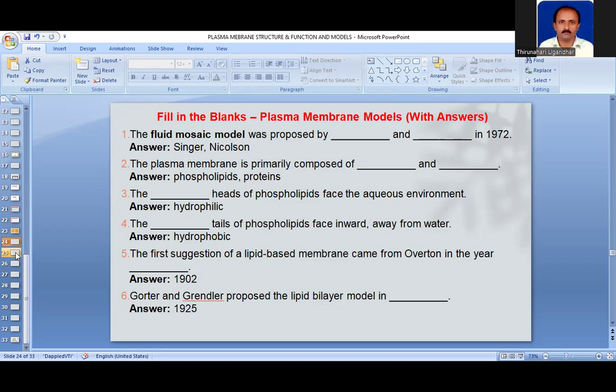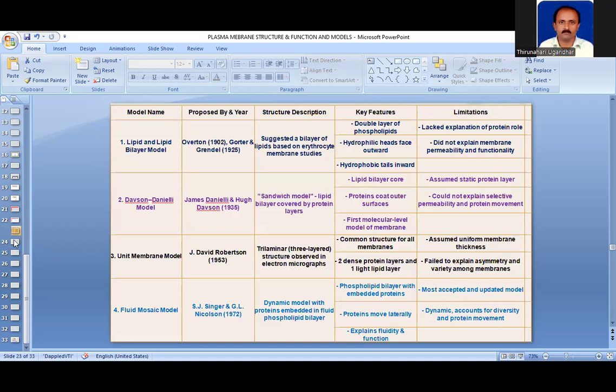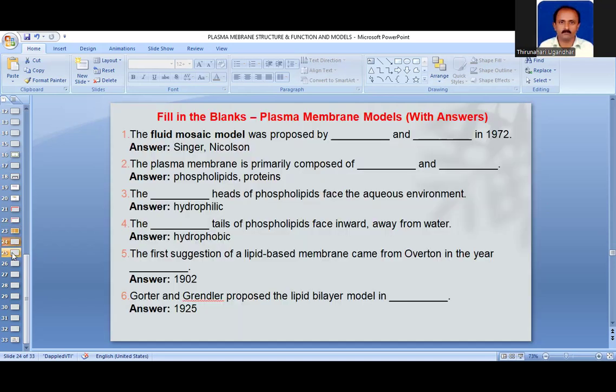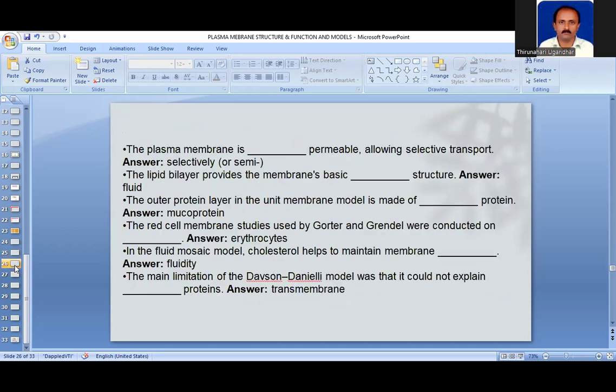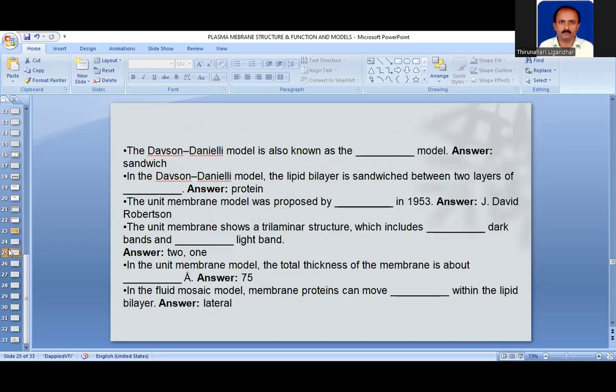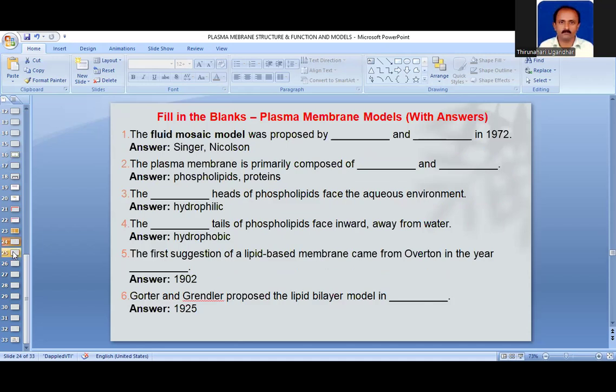The first suggestion of the lipid-based membrane came from Overton in the year 1902. Gorter and Grendel proposed the lipid bilayer model in 1925. And next, the seventh one. Then the Davson and Danielli model is also known as the sandwich model, with a lipid layer and protein layers. That is important for the next part, sir.